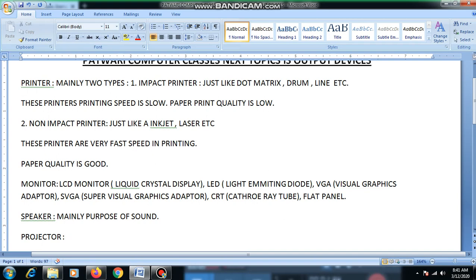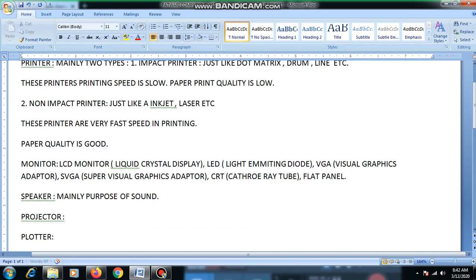When you want to see the data on a large screen, we have to use projectors. And another output device is the plotter. When you want to do large graphics printing, big size images, flex and banners, we use a plotter.